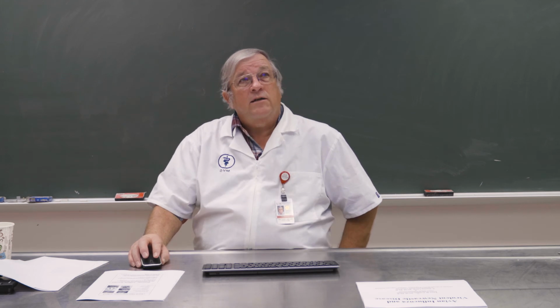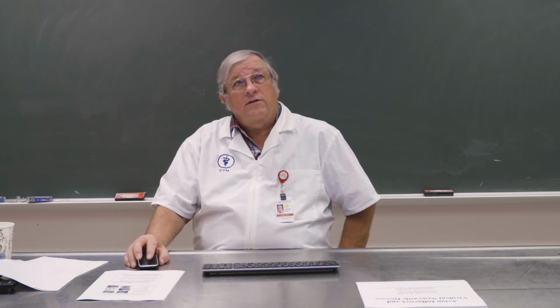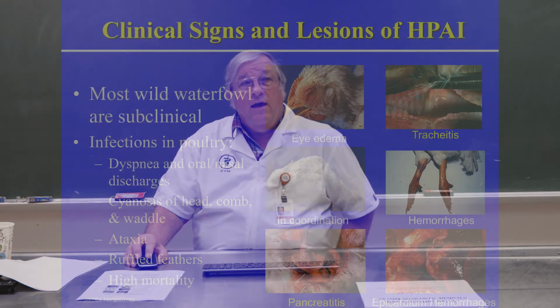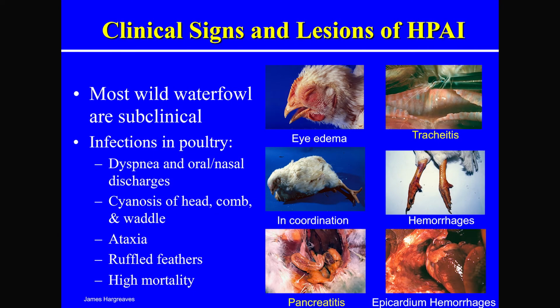Well, let's look at some of the clinical lesions and some other clinical signs of highly pathogenic avian influenza. In most wild waterfowl, the disease is subclinical. There really are no signs whatsoever. In poultry, though, we can have difficult breathing, which is dyspnea, oral and nasal discharges. You can see right here we have edema of the eye. We may have cyanosis of the head, the comb, and the wattle. These will be very dark in coloration. Here's the wattle, here's the comb in this bird. We can have ataxia, like we have in this bird, inability to walk. We may have ruffled feathers, and again, high mortality.